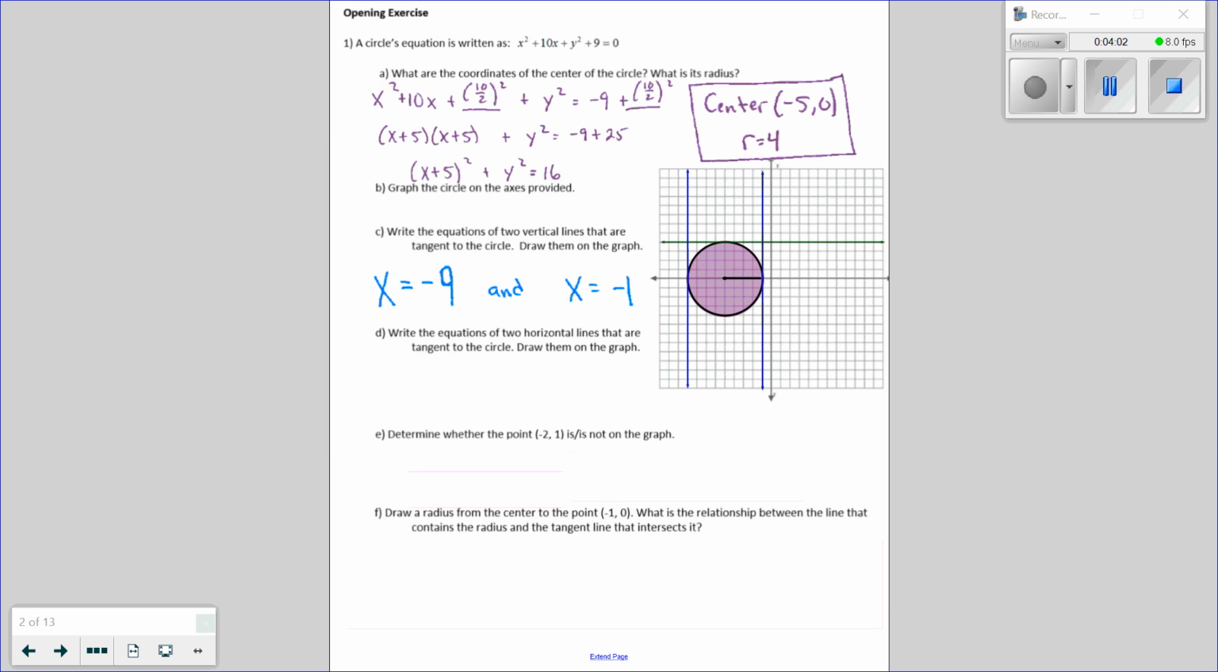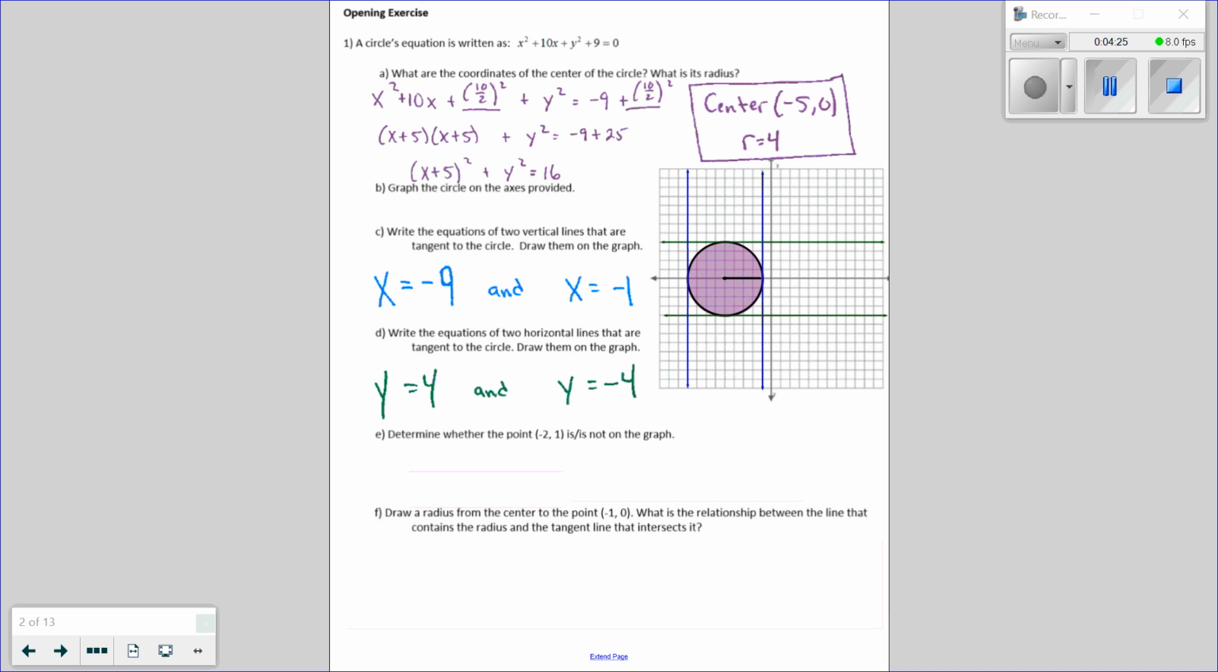So one of the equations will be at y equals positive 4. The other one will be at y equals negative 4. Again, tangent means it just touches the circle once. So right above the circle, touching it once, at y is positive 4. And then again, on the other end, y is negative 4.